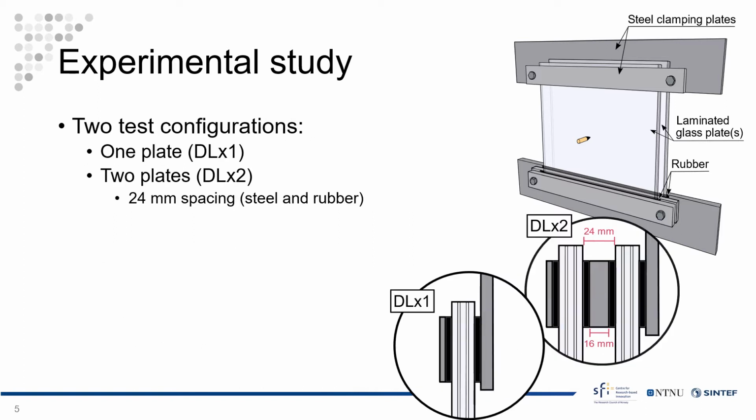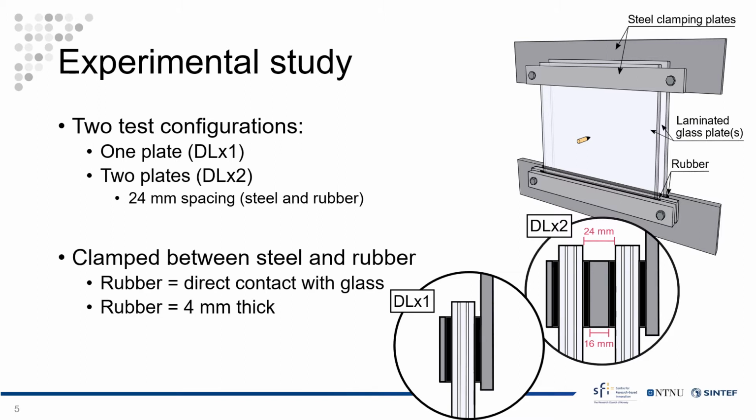We tested 2 different configurations, one with a single laminated glass plate, and in the other we used 2 laminated glass plates with 24 millimeter spacing. In the setup, we clamped the specimens between thick steel plates, and to not damage the glass before testing, we placed 4 millimeter rubber strips between the steel and the glass.